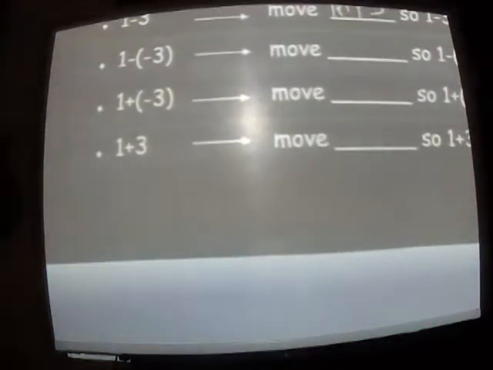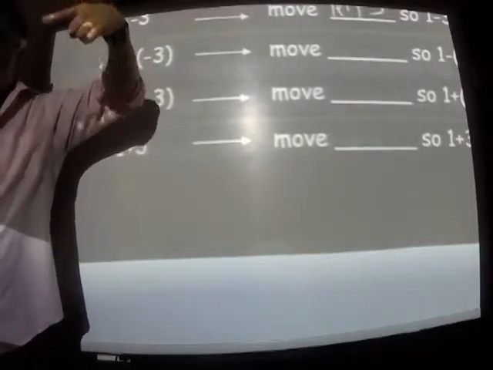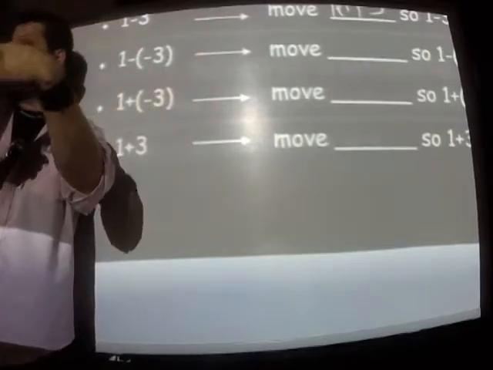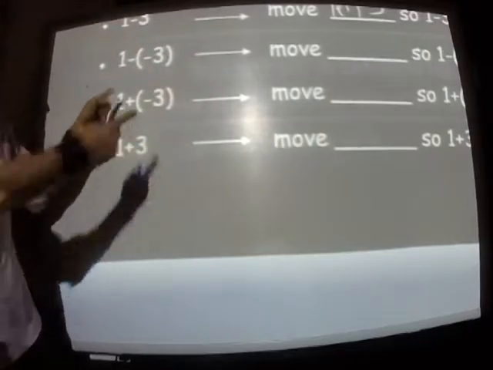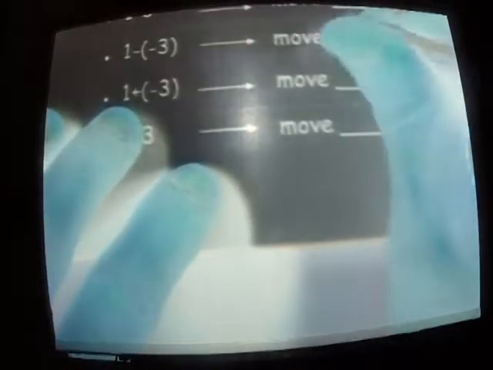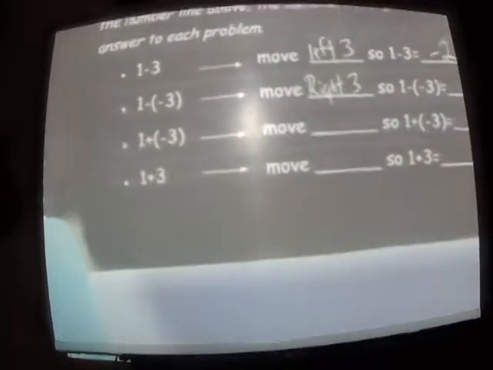So the next one says 1 minus -3. Already, on the first day, we have something tricky happening. What happens when you have minus negative? It ends up being a plus. So if minus negative means plus, which way am I going to move? Right. So whenever you see minus negative, actually move right 3. So put R3 or something here.